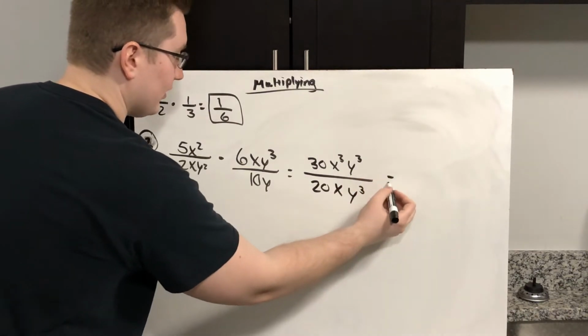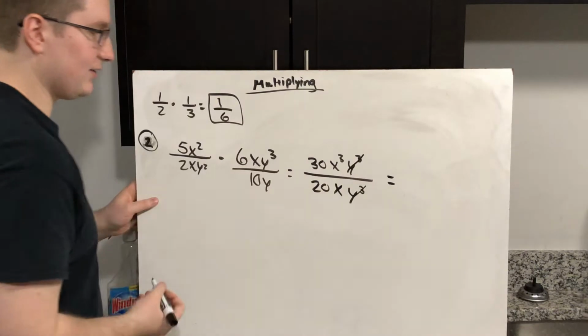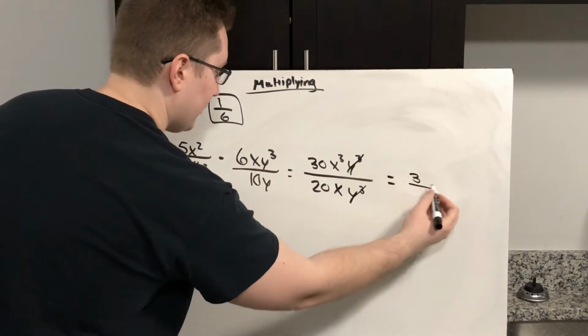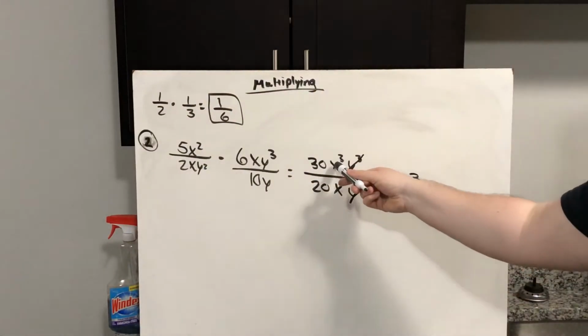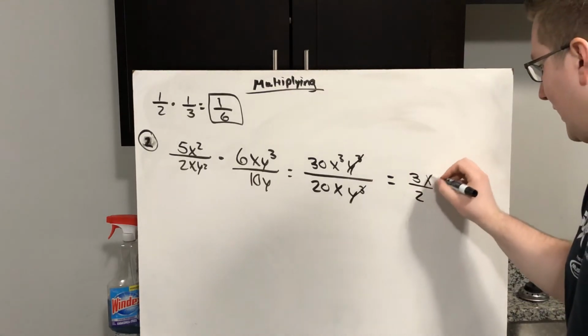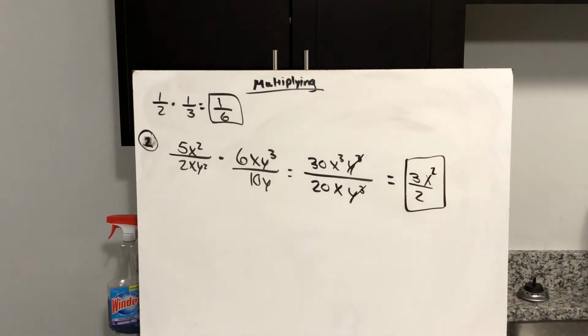So now we want to see, hey, can I cancel things? Hey, the y cubed completely cancel out. 30 over 20 simplifies to 3 over 2. I have 3 x's on top, 1 x on the bottom, so really I just have 2 x's on the top. And that's it, I have 3x squared all over 2.